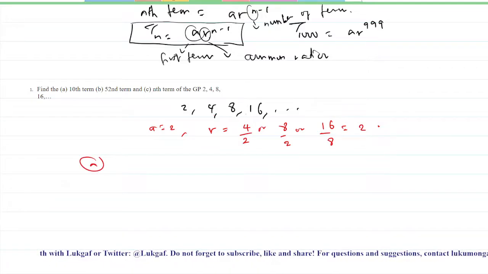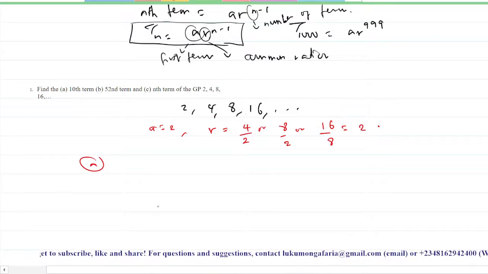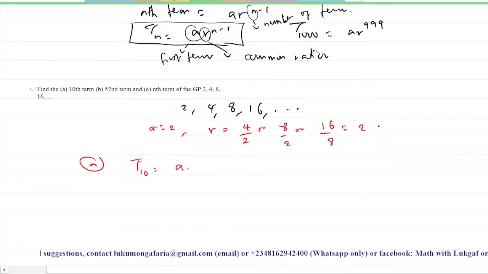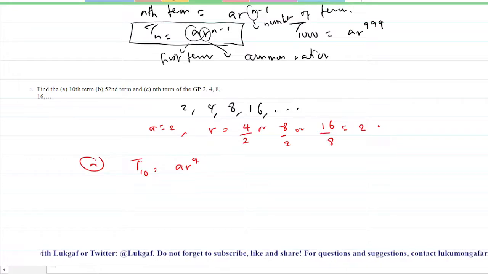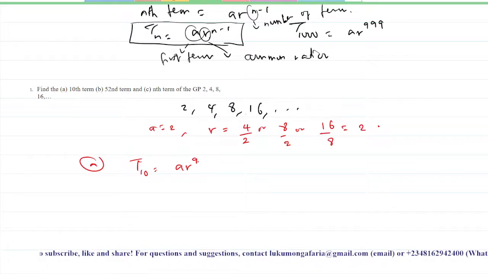The first question asks us to find the 10th term. And don't forget, from the sequence I obtained here, your 10th term T10 will be ar^(10-1). That is ar raised to power 9. So you don't need to stress yourself. You just write ar, then you put your index. What will be in the index is that term minus 1. So when you want to find the 100th term, it's going to be ar^(100-1). When you want to find the 1 millionth term, that's going to be ar^(1,000,000-1).